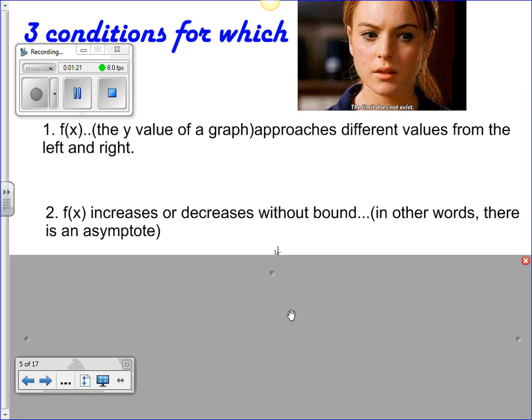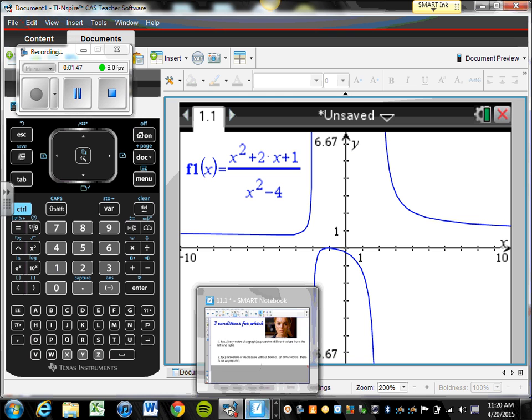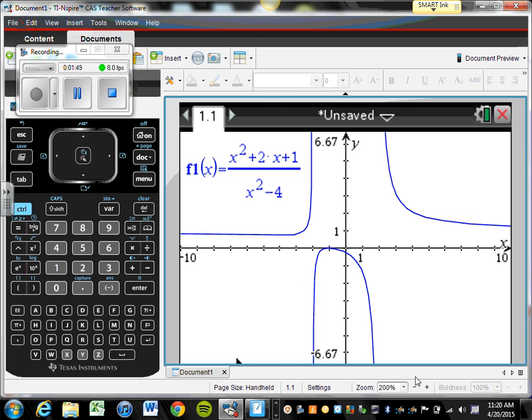Second situation in which the limit does not exist is if you have the function increasing or decreasing without bound. That's just a fancy way of saying that you have an asymptote at that value. So I've punched in a graph here that I can show you. If you look at this function here, what you see are two asymptotes at -2 and at +2. So you can see these vertical asymptotes. So if I wanted to evaluate this limit, looking again at the asymptotes at -2 and at +2.